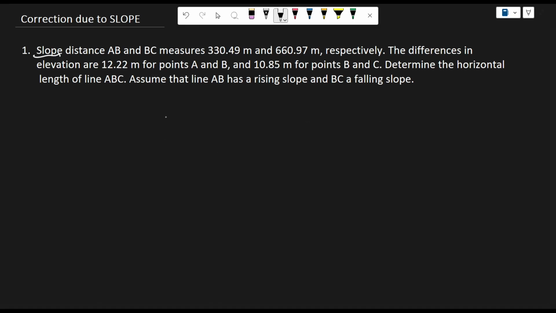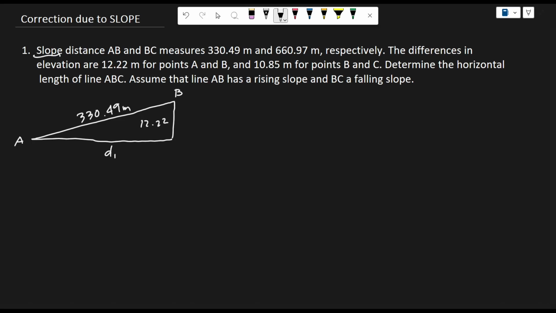Before we try to apply the Pythagorean theorem, let's try to draw it first. I'm just going to exaggerate the vertical so we can clearly see the differences. So this is our 330.49, because this is our A and this is our point B. And this is 12.22 and this is our D1. So this D1 is what we're going to find.